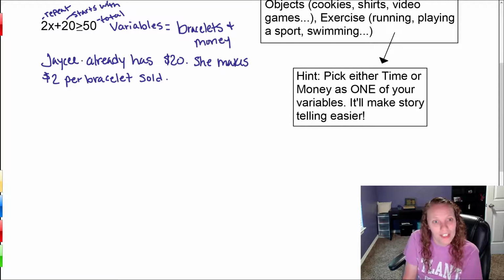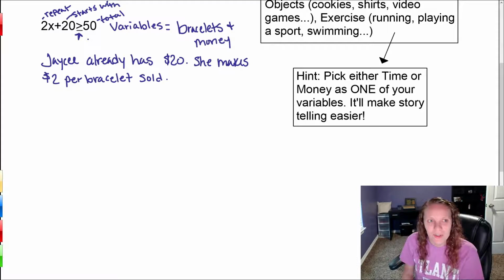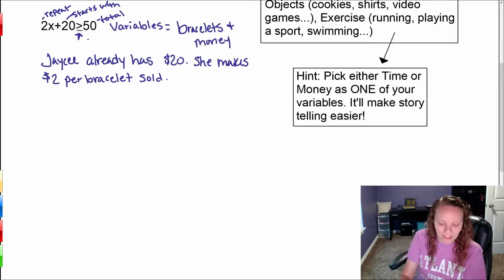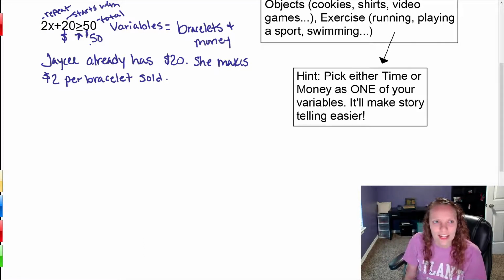How many bracelets will she need to sell to have, now we need to figure out something with that inequality symbol. That's a greater than or equal to, so her money selling bracelets needs to be greater than or equal to $50. And so what she sells is greater than or equal to 50. So we could say for her to have at least $50.